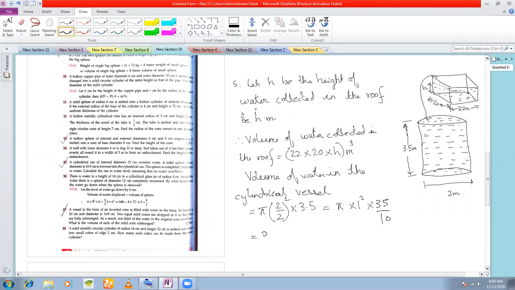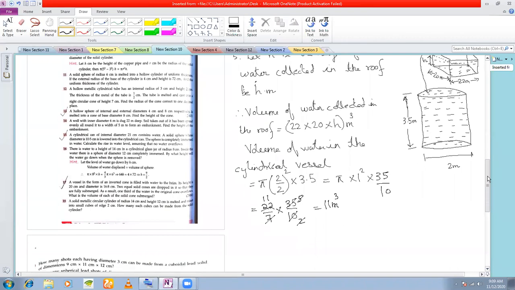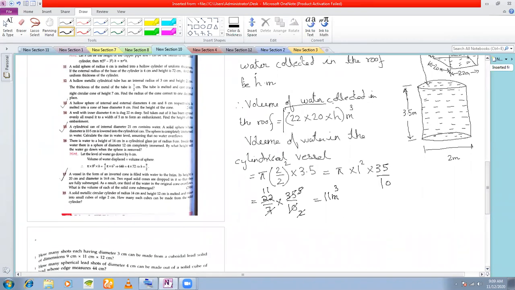You can put the value of pi also. This will cancel 5 times, twice, and this will cancel 11. So 11 meter cube. Now see the volume of water in the cuboidal tank here that we have found. This must be equal to the volume of water in the cylinder, because the same amount of water is being drained from the roof into the cylinder. So therefore, according to the problem, these two volumes must be equal.